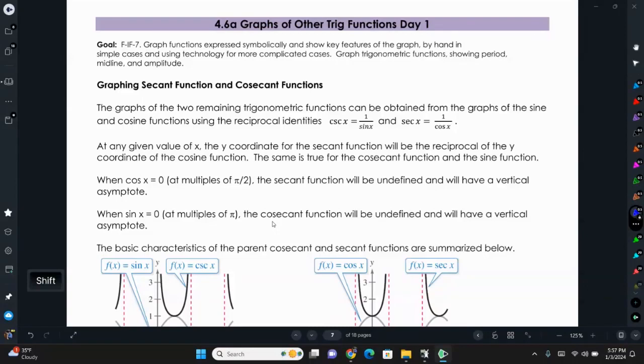Chapter 4.6 is where we're going to talk about graphing the other trig functions. We talked about sine and cosine graphs, and today we're going to be talking about the reciprocals of those, so the cosecant and the secant graphs. Now remember, when we have a 0 in the denominator, that's going to give us an undefined part of the function, so we're going to have vertical asymptotes here.